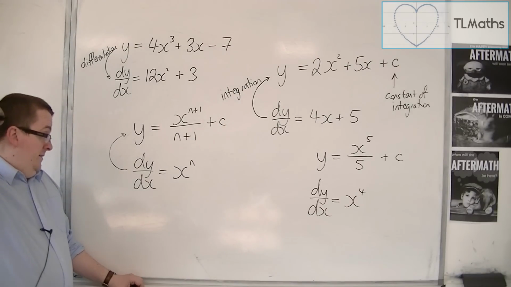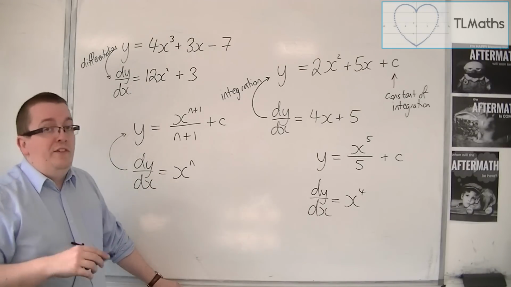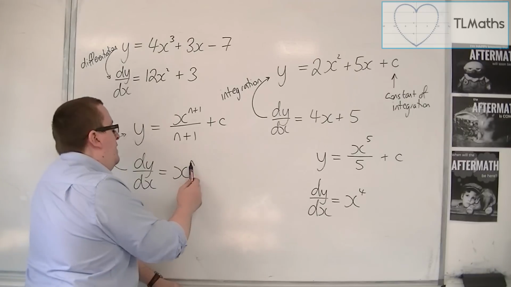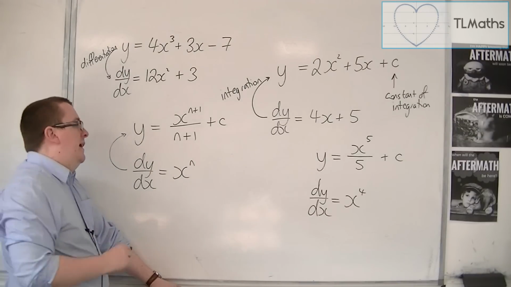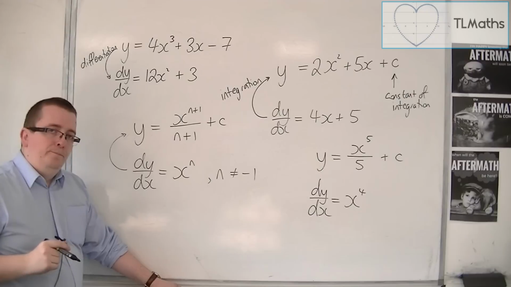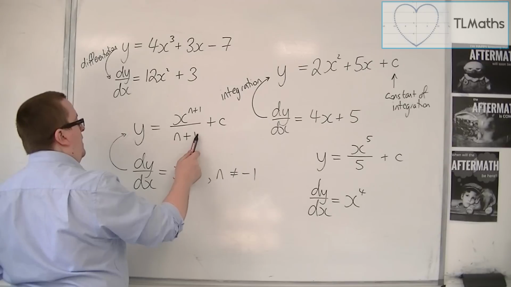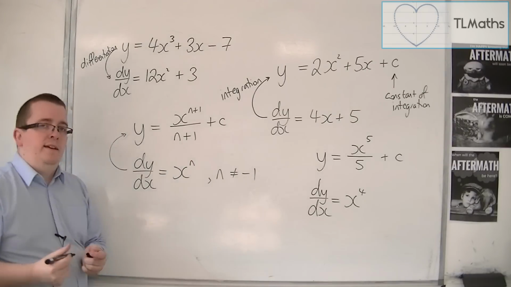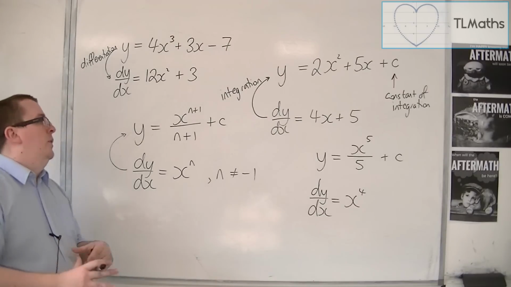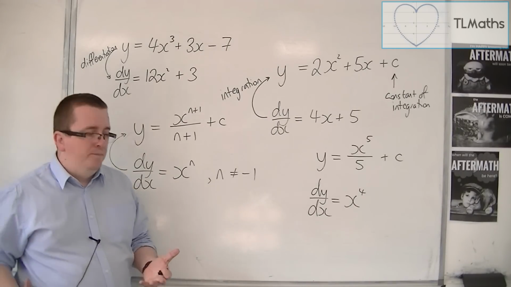Now, before we go any further, is there a situation where this is going to fail? And yes, there is. There is a value of n for which this is going to be a problem. And that is when n is -1. Because when n is -1, I'm going to get -1 plus 1, so I'm going to get 0 in the denominator here. So you cannot, at the moment, integrate 1 over x, or x to the -1. You just can't do it, okay?